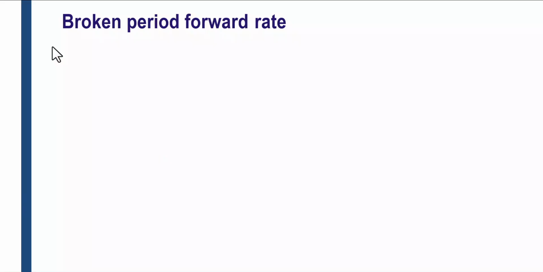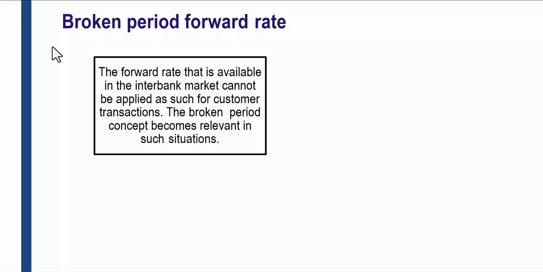Broken period forward rate. Now, what is that? Let's understand. The forward rate that is available in the interbank market cannot be applied as such for customer transactions. The broken period concept becomes relevant in such situations. Okay, fine. So let's understand why it can't be applied.